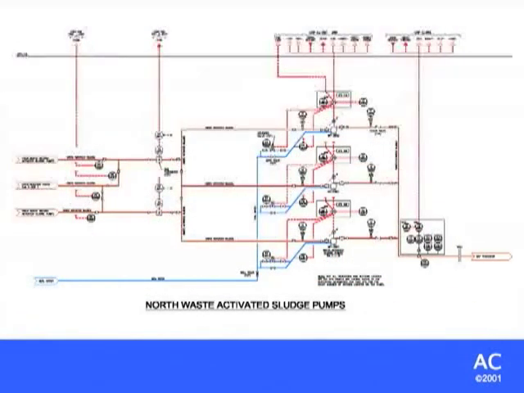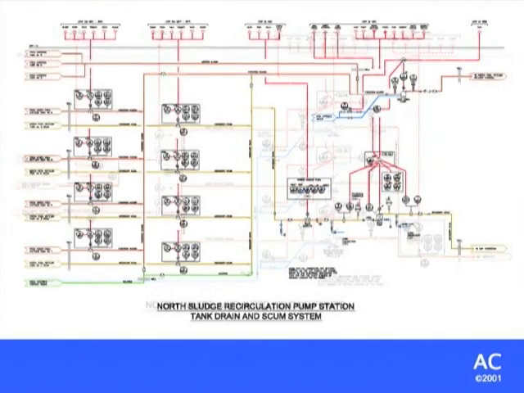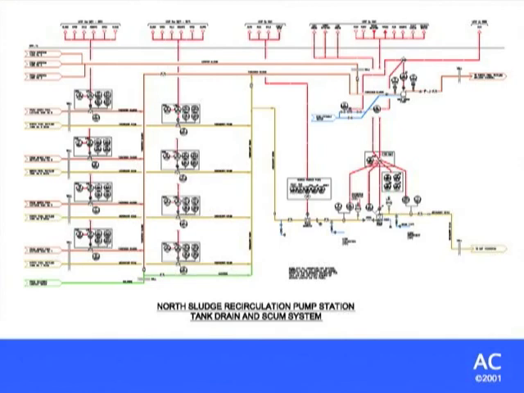You also have your waste-activated sludge pumps. And here we got 3 of them. And here you got tank drain and scum pumps. So you got your tank drain pumps in there as well. So this is basically all the stuff that you have in your north sludge pump station.